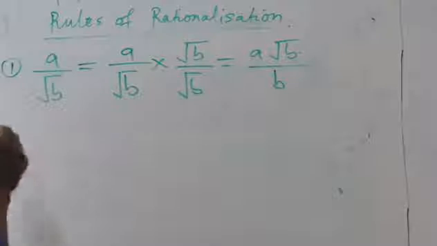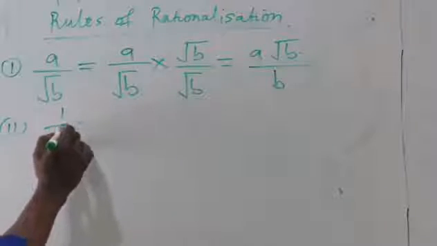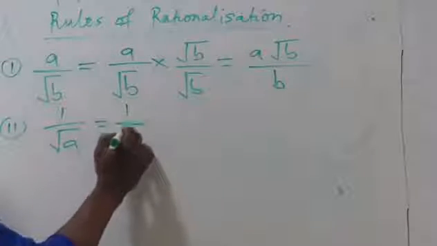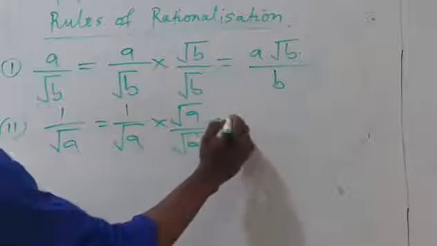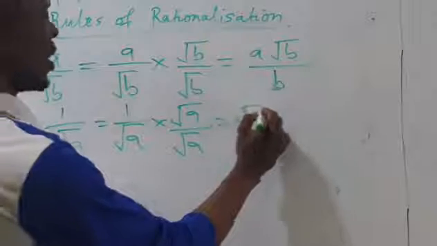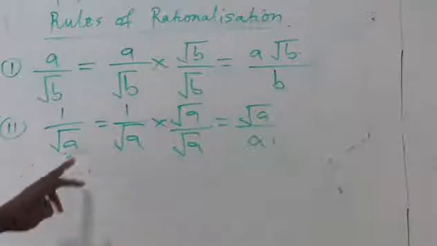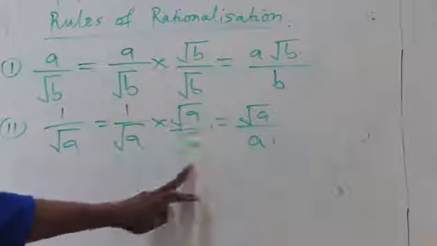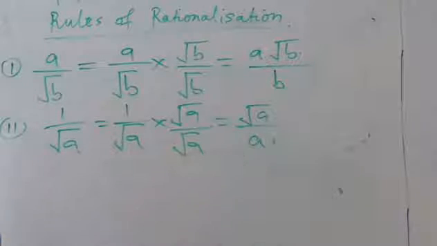So the next one is 1 all over root A. So 1 over root A is simply 1 over root A multiplied by root A all over root A. So we give rise to root A all over A. So by rationalizing, we have 1 over root A multiplied by root A over A, which is 1 times root A. Root A multiplied by root A, we have ordinary A.